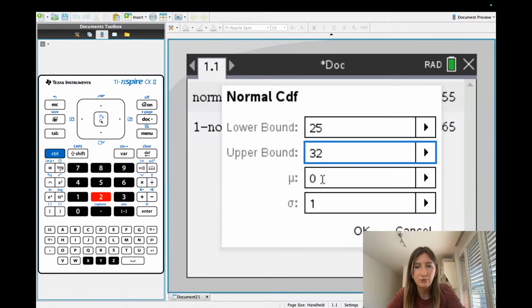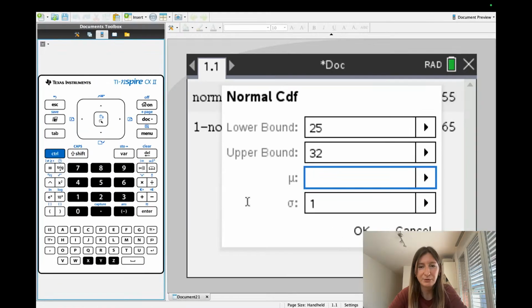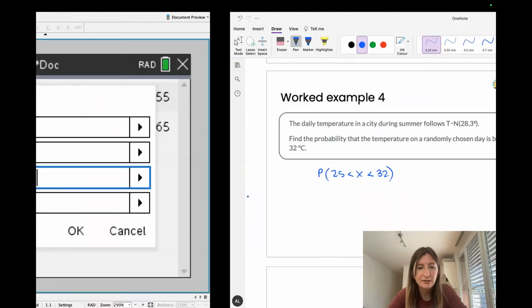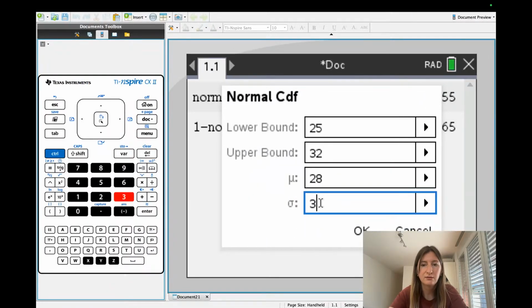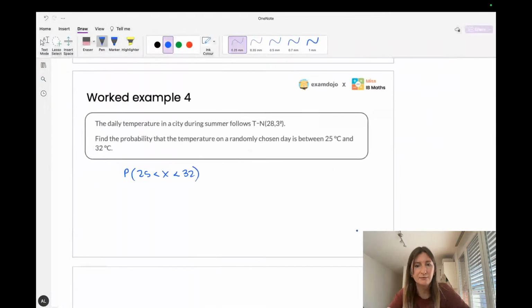I ignored my own rule of drawing the bell curve, but for now, I'm just going to skip through that. You shouldn't on your exam, but because I want to get to some later questions and inverse normal, but always draw it. Sorry, our mean was 28 and 3 for our standard deviation. So there we go, 0.750.